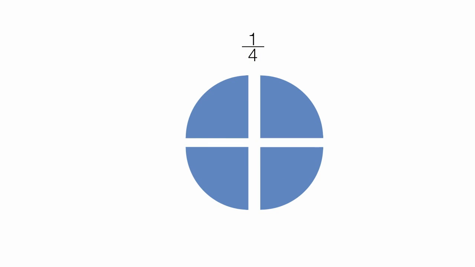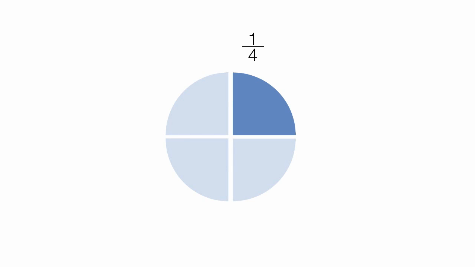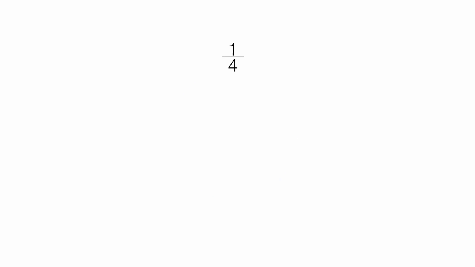The numerator, or the 1 in this case, tells me how many parts I want. Again, I have 1 part that I've chosen out of 4 potential parts. So 1/4 is 1/4 of a circle.